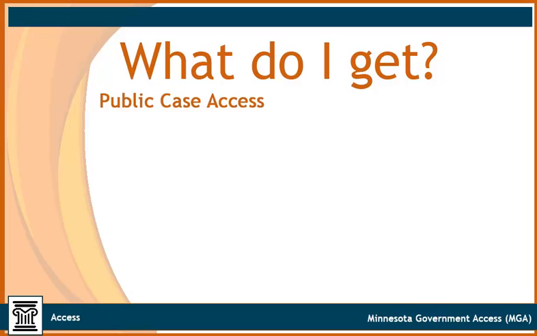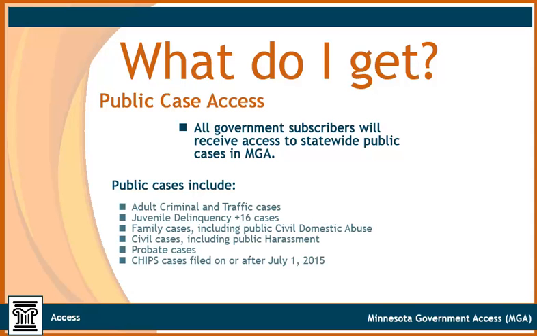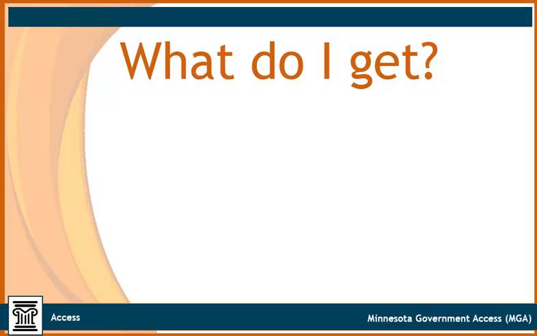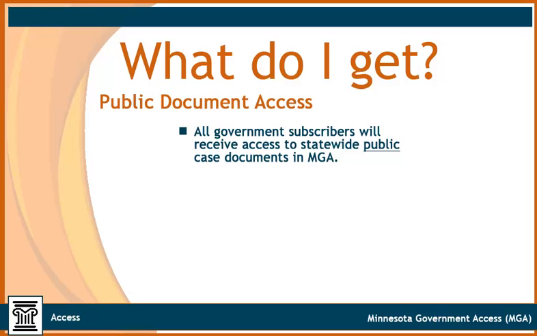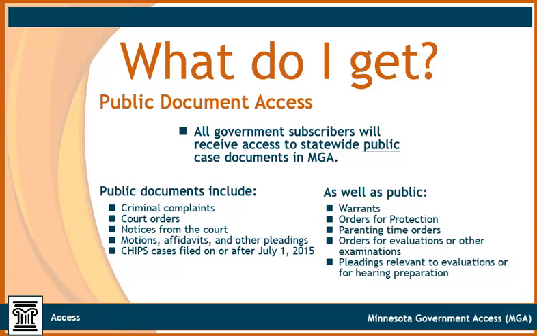So, what does this mean for you? What do you get? All government subscribers will receive access to statewide public cases in MGA. Public case types include adult criminal and traffic cases, most civil, probate, and family cases, and juvenile protection cases pending on or filed after July 1, 2015. You'll also get public document access. All government subscribers will receive access to statewide public case documents in MGA. Public documents include public criminal complaints, court orders, notices, motions, and affidavits.